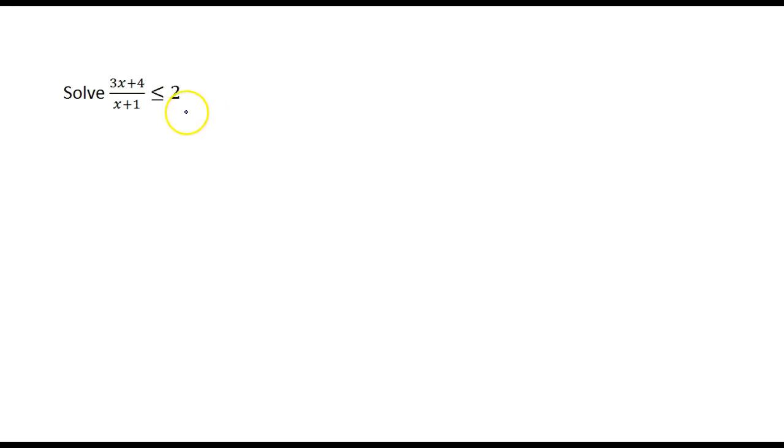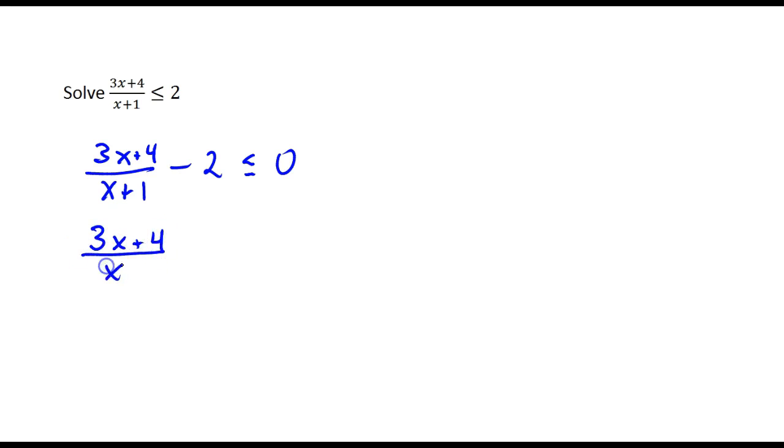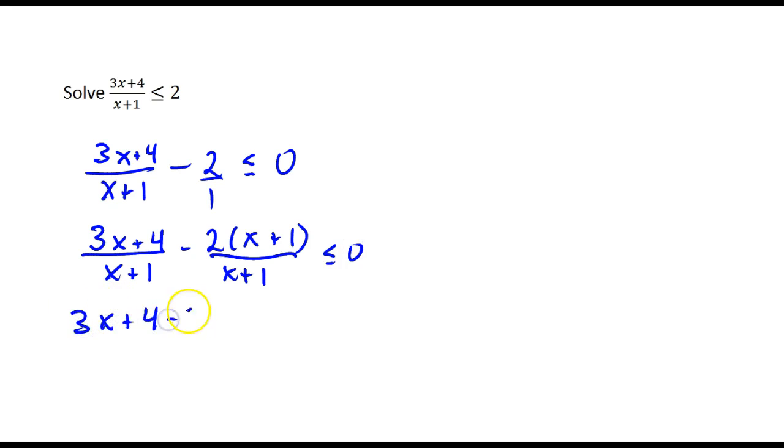First thing I want to do is get 2 over on the other side, so I'm going to subtract 2 from both sides. So now one side is 0. I'm going to get a common denominator, so I have one expression on the left. So I'm going to multiply the top and bottom of 2 by x plus 1. It's kind of like 2 over 1, right? Then I'm going to combine them into one big expression.